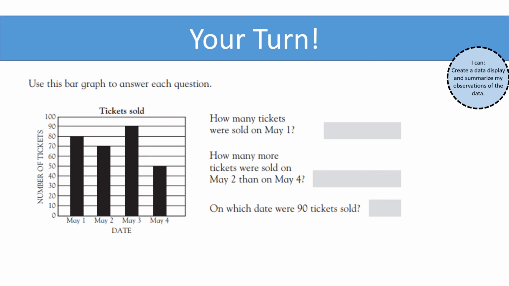Okay. And here's another one I want you to do on your own. Use this bar graph to answer each question. You have your tickets sold. You have your dates, May 1st, May 2nd, May 3rd, May 4th, and you have your number of tickets. If you look at the number of tickets, they're counting by tens. So if it was something halfway between, that's by fives.